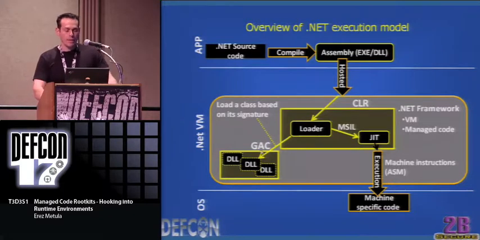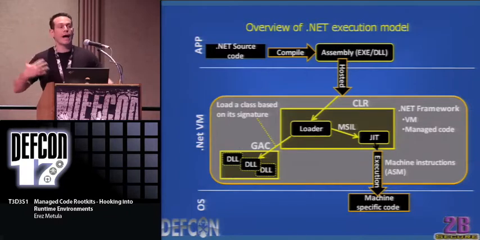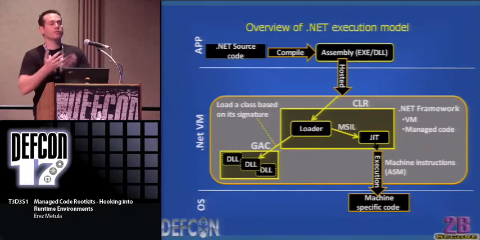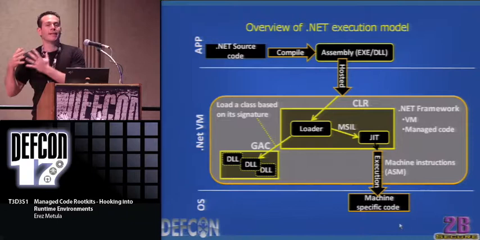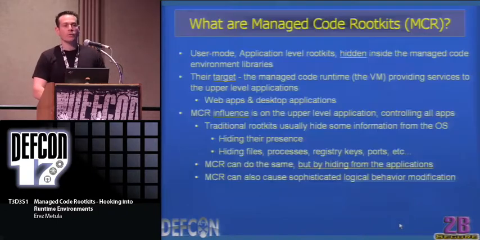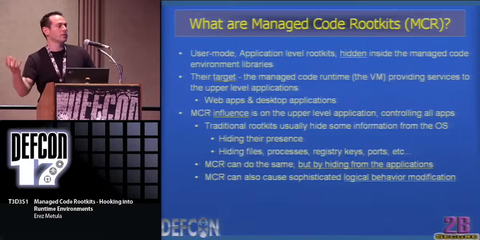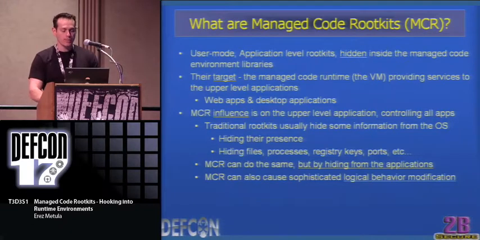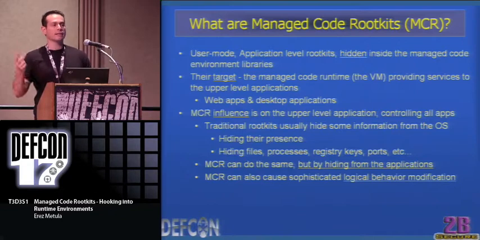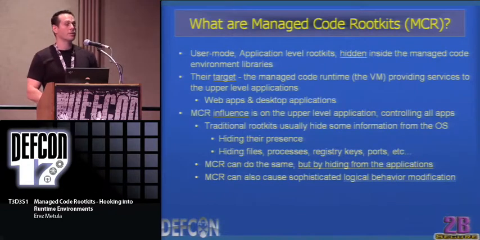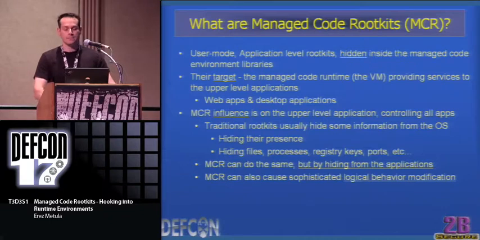very sophisticated logical attacks. So the target of MCRs is the virtual machine that provides the services to the upper level application. Basically, we're hiding information from the application, not, as in traditional rootkits, from the OS or maybe from the CPU. We're hiding it from applications. So the influence that we have is on all of the applications that run on a specific virtual machine. And basically we can do stuff like regular rootkits. For example, we can hide files and processes and registry keys. We can also do some very interesting logical things.